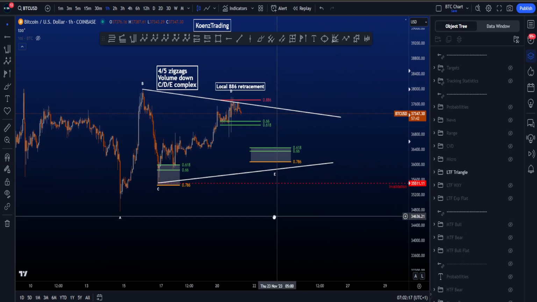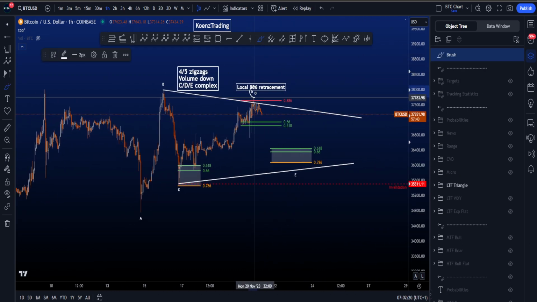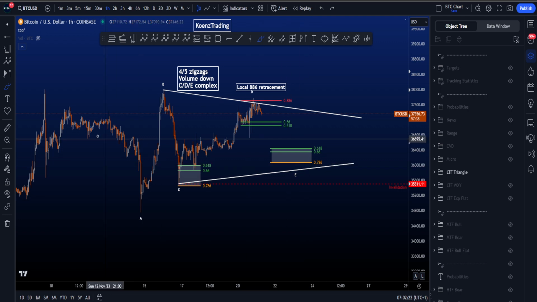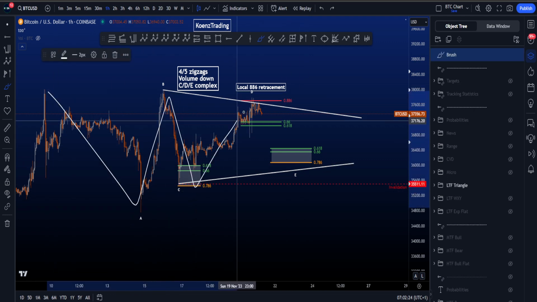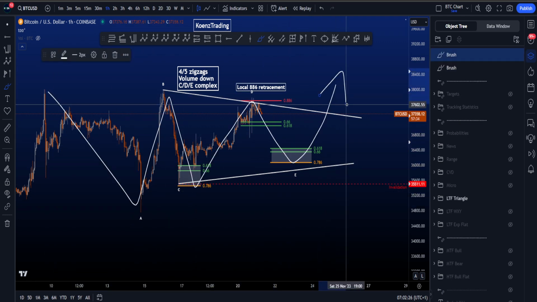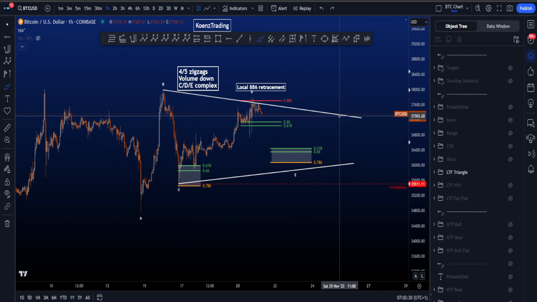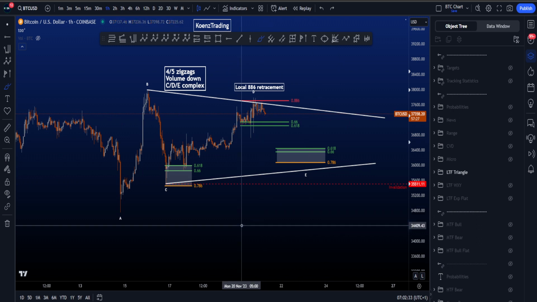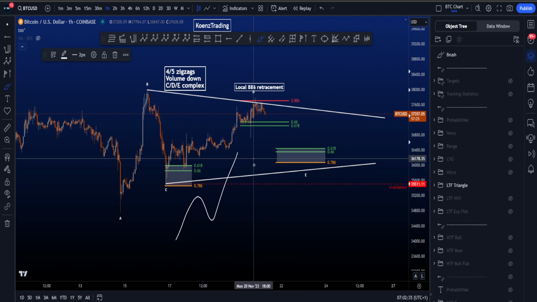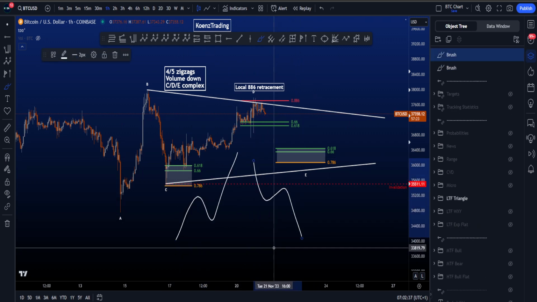Now, if we talk about triangles, then this one, of course, remains interesting, where we do have a bigger triangle where D is in and we are looking for an E to the downside. A, B, C, D, eventually E, before then continuation to the upside. Couple of rules that are important though. 4 out of the 5 waves have to be simple zigzag structures, either a 5-3-5 up or a 5-3-5 down.